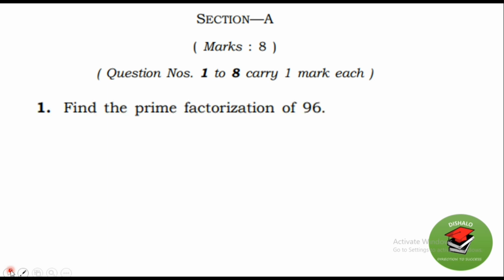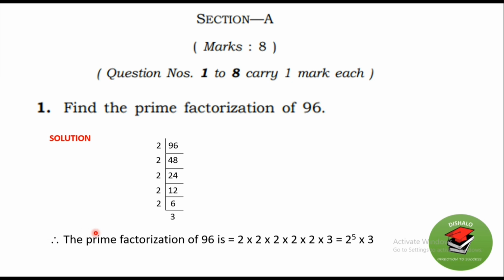So find the prime factorization of 96. Let us see the solution. So this is how we solve it. So 2 into 48 is 96. This is a very easy method of finding the prime factorization. So the prime factorization of 96 is 2 into 2 into 2 into 2 into 2 into 3. That is 2 to the power 5 into 3. So this is a very easy question. Let us move on to the next question.